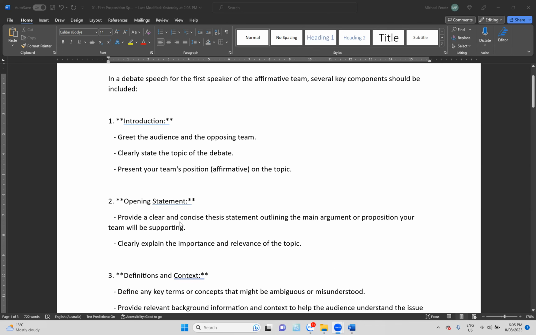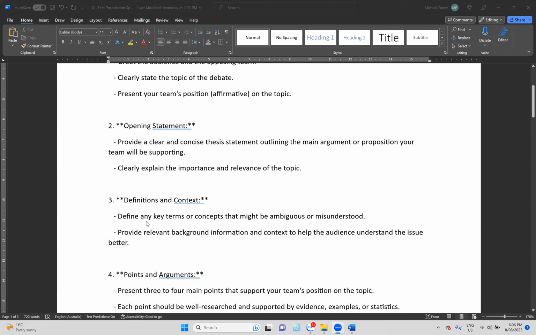So, after our introduction, we want to go on with our opening statement, and that is to provide a clear, easy to understand and straight to the point statement that outlines the main argument that your team will be supporting. And you want to clearly explain the importance and the relevance of the topic.